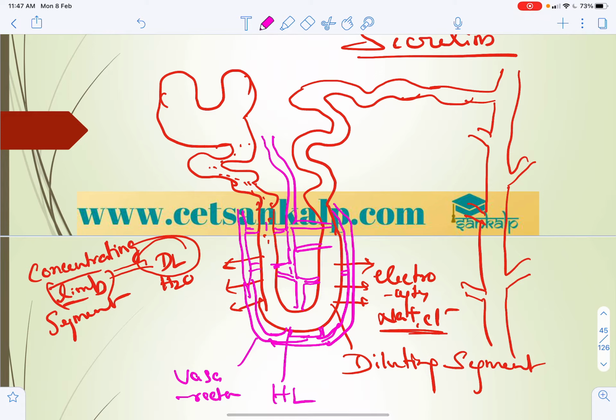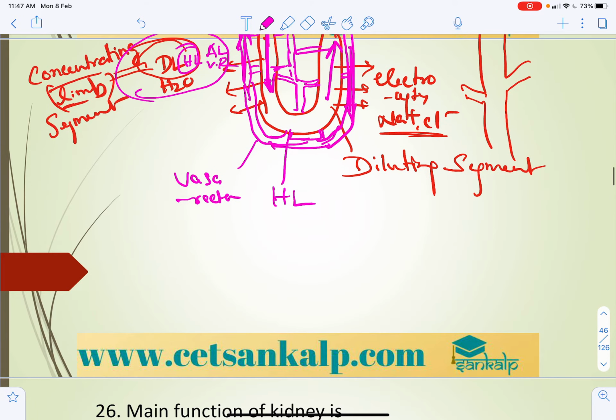So this is the descending limb of the endless loop, and this is the ascending limb of the endless loop, and this is the descending limb of the vasa recta. Here the ascending limb of the vasa recta is associated with the descending limb of the endless loop. In the opposite direction the blood moves. In the endless loop, the descending limb goes downward to the medullary region, and the ascending limb goes from the medulla to the cortex. Here also, the opposite direction.